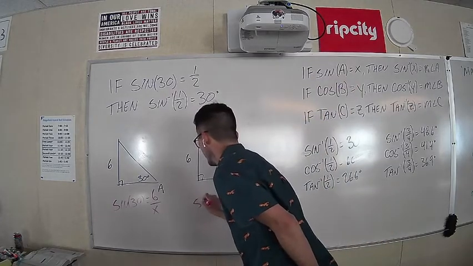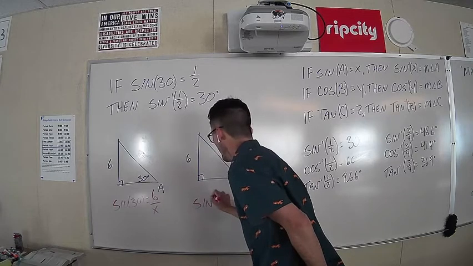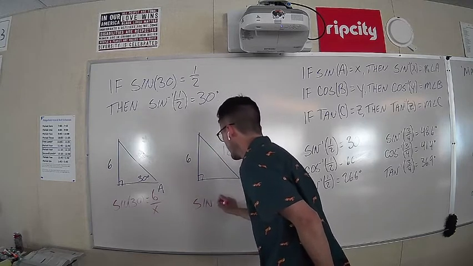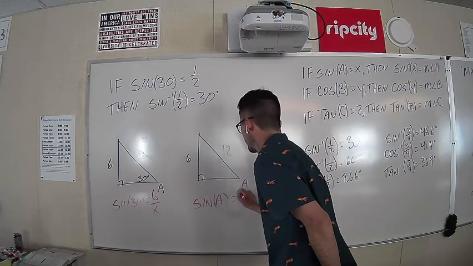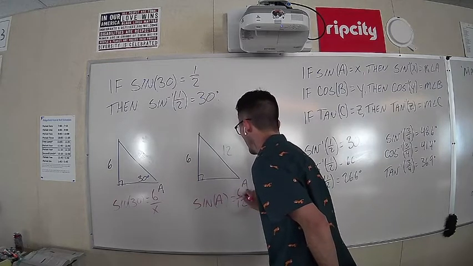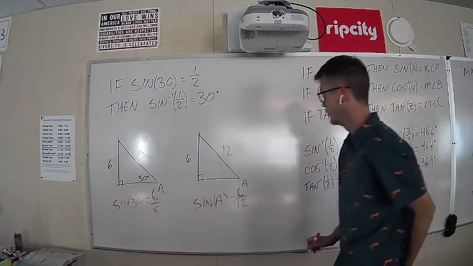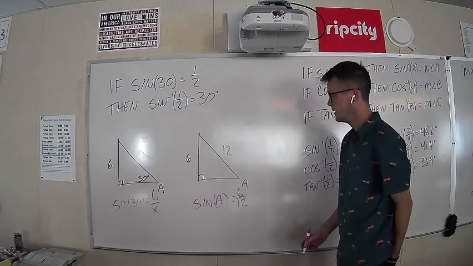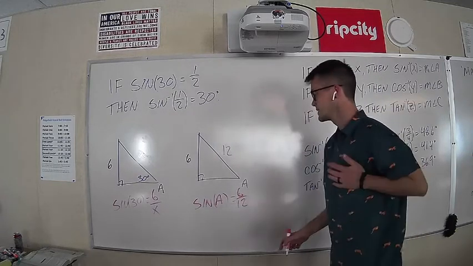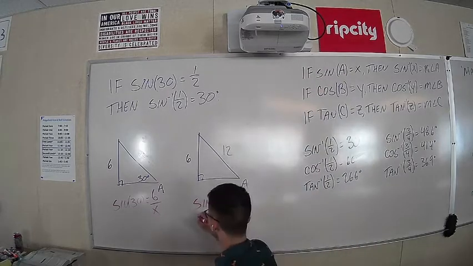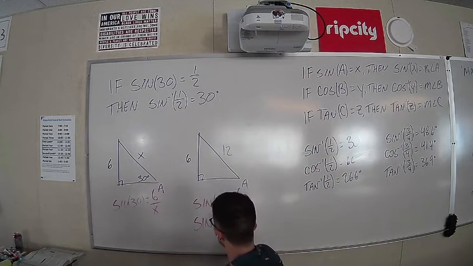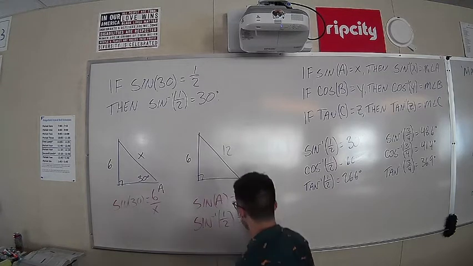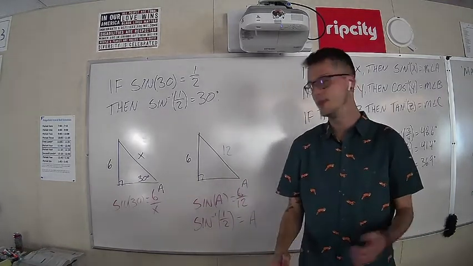We're going to say that the sine, we can take an extra step here. The sine of A equals 6 over 12. Of course, you can reduce that to 1/2. Well, we can't just solve it like this, so we're going to use our inverse trig function and say that the inverse sine of 1/2 equals A, or the measure of angle A in this case.